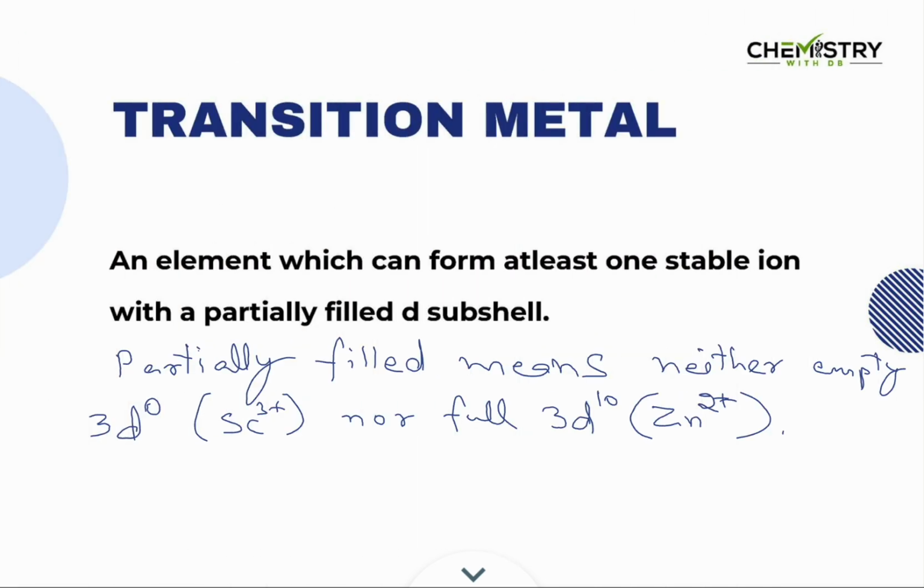So first of all, the definition of a transition metal: it's an element which can form at least one stable ion with a partially filled d subshell. Now when we say partially filled, that means it should be partially empty and partially filled. It should not be empty, for example 3d0, like in case of scandium 3 plus. This is why scandium is not a transition metal. Neither should it be full, like 3d10, for example in case of a zinc 2 plus ion. So this is why scandium and zinc are not transition metals, because they form only one ion, and that is with an empty 3d0 or a full 3d10.